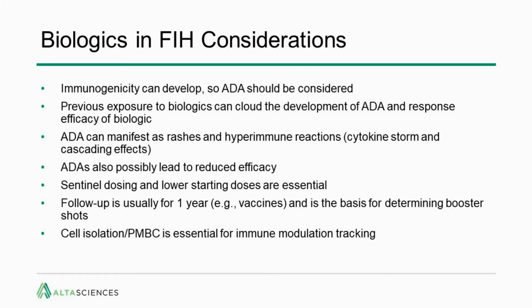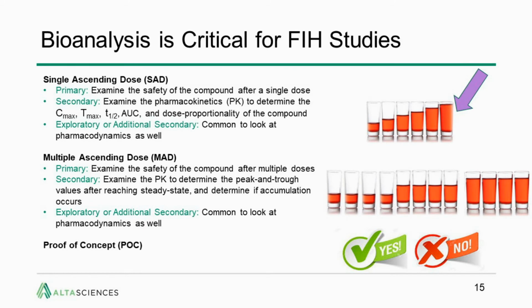I've mentioned multiple times that sentinel dosing is critical. Lower starting doses are essential. And just like we touched on in the past, the follow-up for these studies is much longer compared to small molecules. We can go up to a year, especially with these vaccine studies, which we are all very familiar with as we're living through right now with the booster shots that are being approved and authorized. And like I mentioned in my previous slide, cell isolation and PBMC is really critical and necessary. Here at Altasciences, we have the capability of doing that on site for the modulation and tracking of the immune response to biologics in the study participants. It's critical. Bioanalysis really is critical for first in human studies.